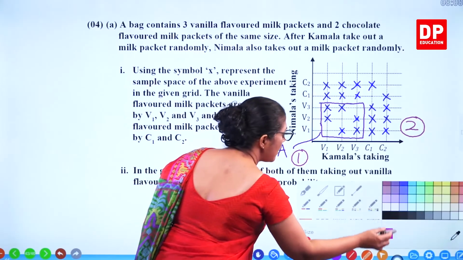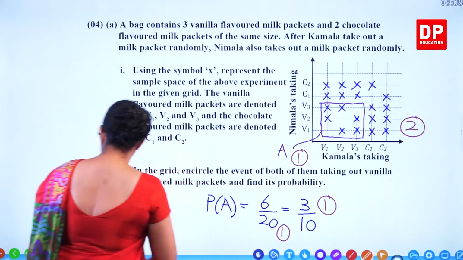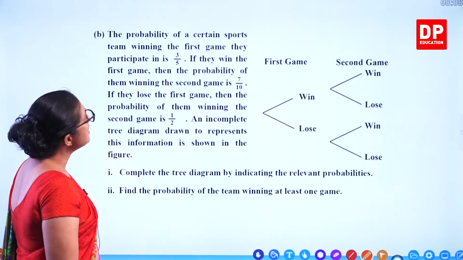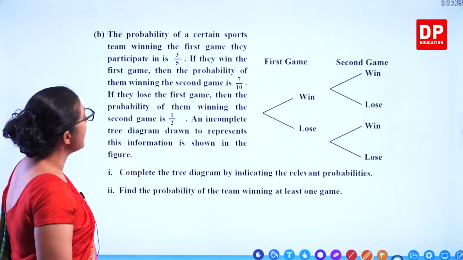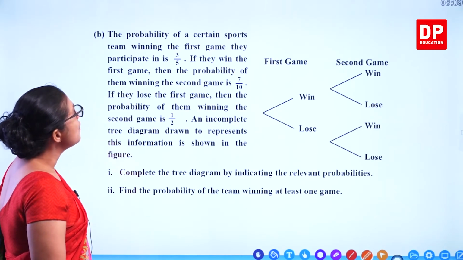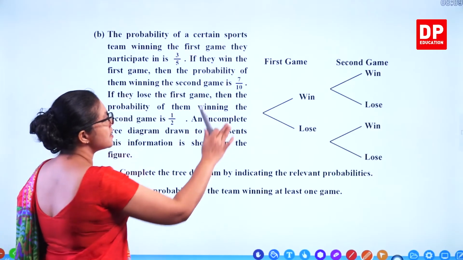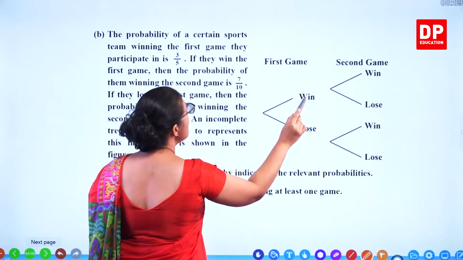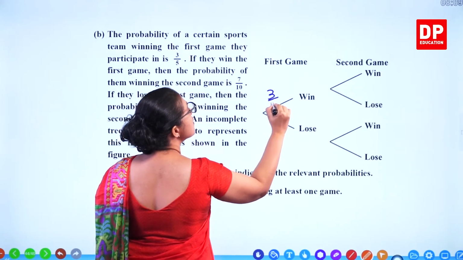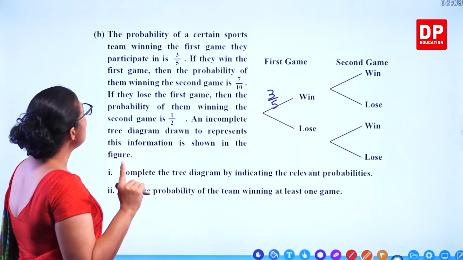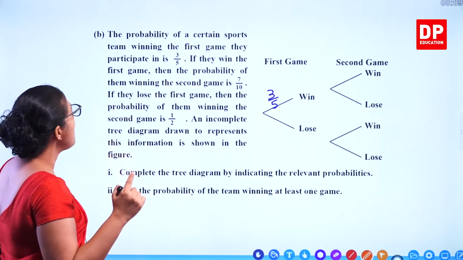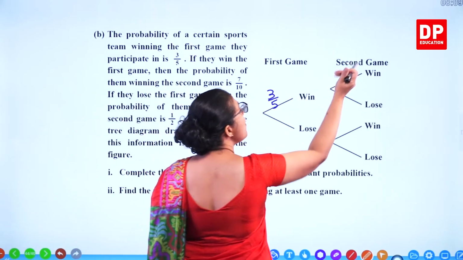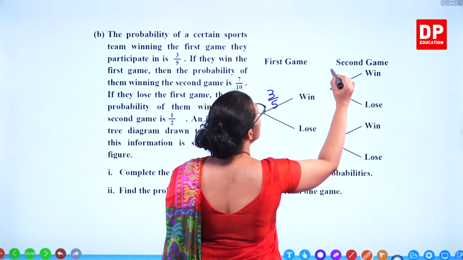Now let's take the second part. Part B. The probability of a certain sports team winning the first game they participate in is 3/5. So this is the first game. So how can you find out the probability here? How do you fill this? Winning chance is 3/5, so you can write that. If they win the first game, then the probability of them winning the second game is 7/10. So winning and winning again, this becomes 7/10.